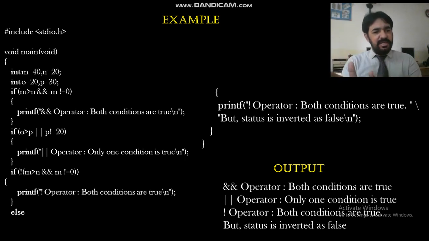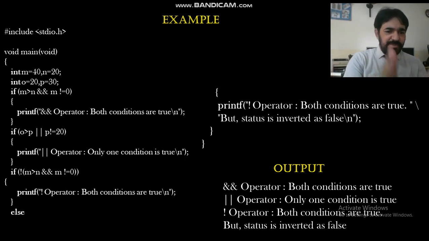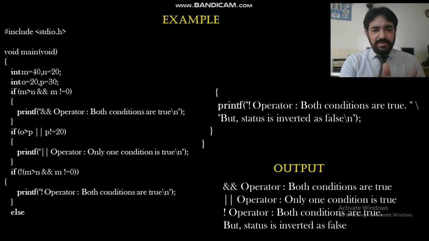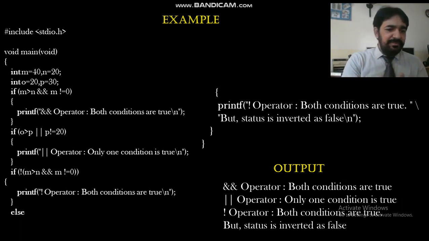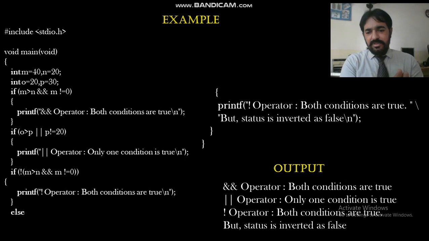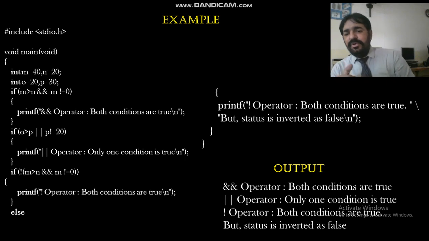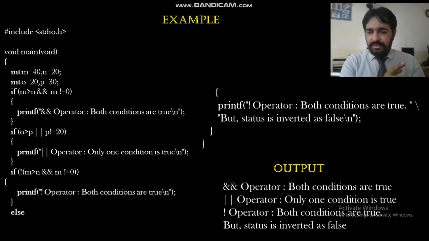If m greater than n and m not equals 0, then print AND operator. For the AND operator both conditions are true. If o greater than p or p not equals 20, then print OR operator, where only one condition is true. So one by one all conditions are there. In the output you can see AND operator, both conditions are true, only one condition is true. In the NOT operator both conditions are true but the status is inverted as false.